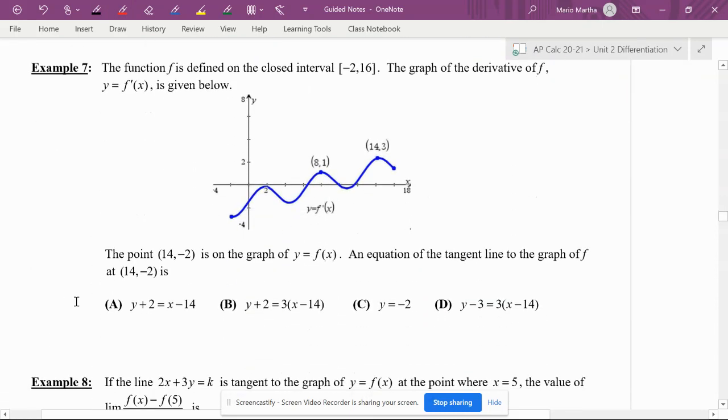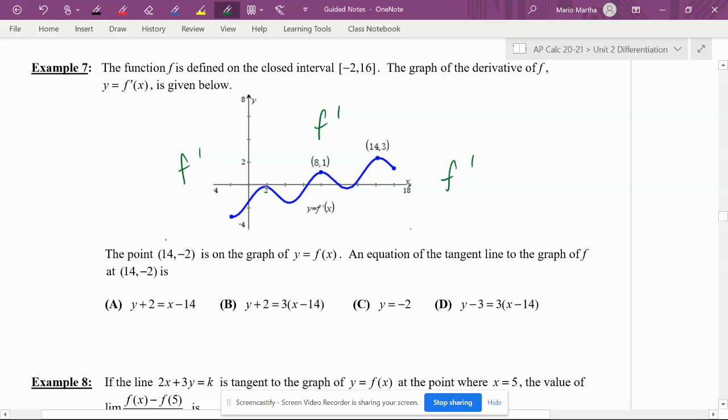All right, example 7. The function f is defined on the closed interval from -2 to positive 16. The graph of the derivative of f, y equals f prime of x, is given below. So this is telling me, now this is the trick here. They use this to confuse you, so make sure that you always label the graph that you're looking at. So here, f prime, f prime, f prime. If they give you f, then put f. But this is pretty much all the slopes between -2 and positive 16. So the point (14, -2) is on the graph of y equals f of x. An equation of the tangent line to the graph of f at (14, -2) is what?